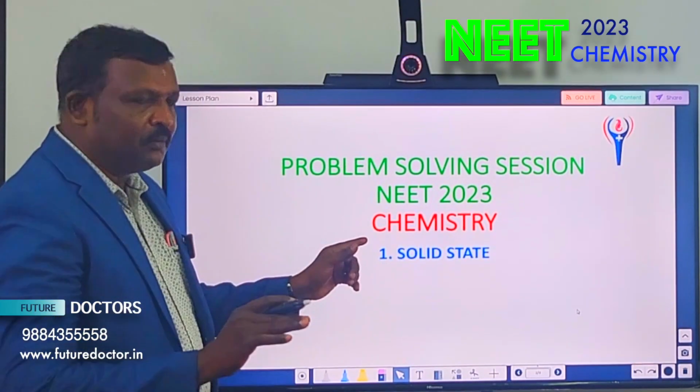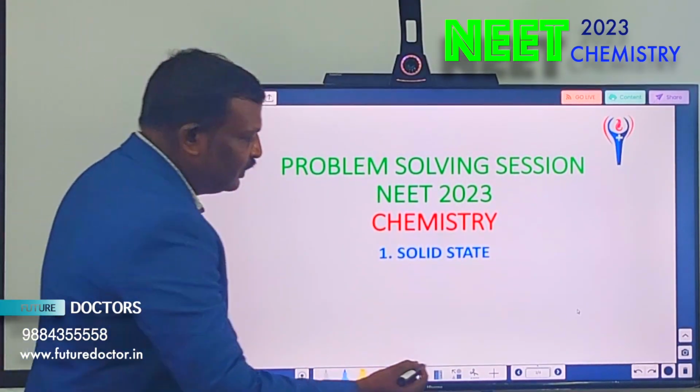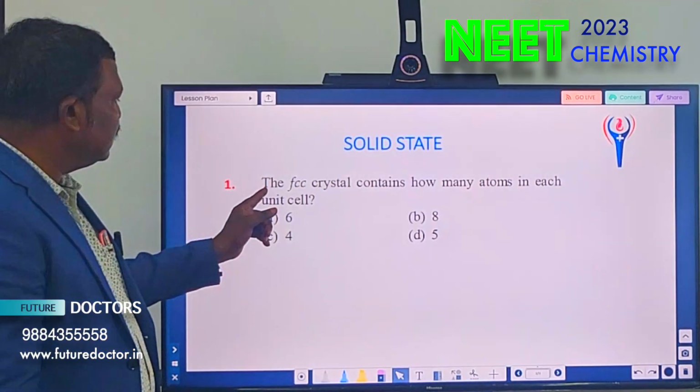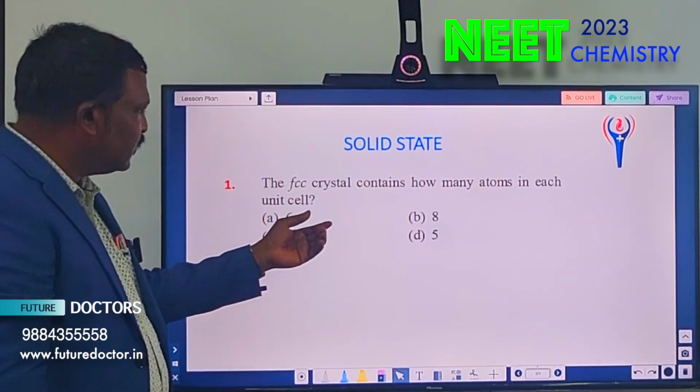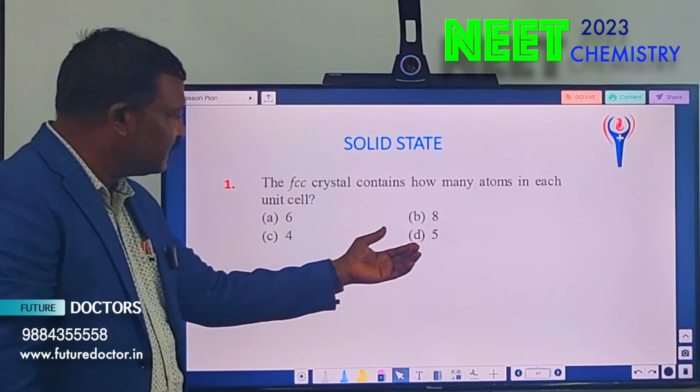Today I am going to give 7 problems in solid state lesson. Okay. Now let us see the first question. Simple one. First one is the FCC crystal contains how many atoms in each unit cell? Very simple. Option A 6, option B 8, option C 4, option D 5.